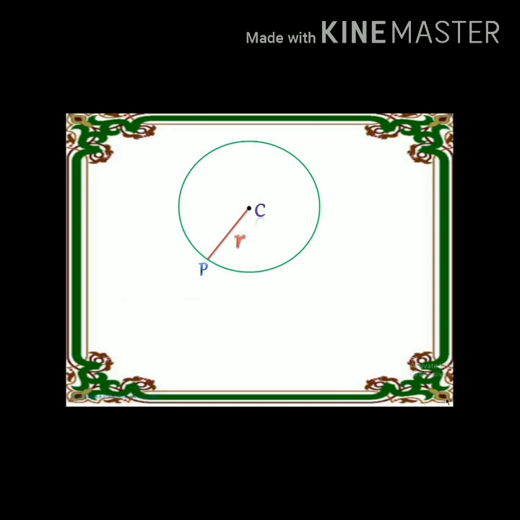Now, let's mark a point R outside the circle. Let's join C and R. Clearly, CP and CR, how can we relate? CR is greater than CP, or CR is greater than the radius R. How can we conclude? Yes, R is a point which lies outside the circle.